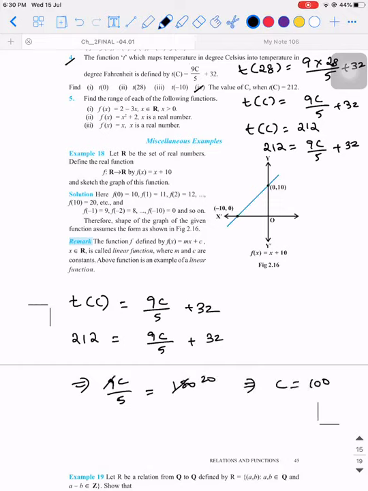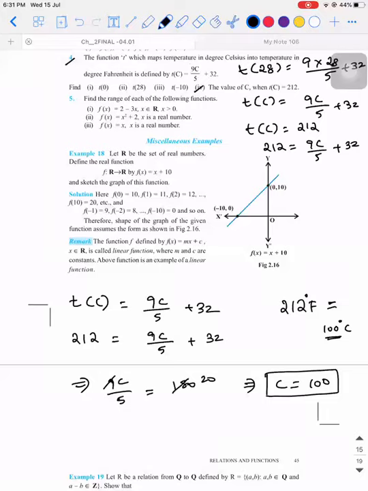That means 212 degree Fahrenheit is equal to 100 degrees Celsius. That is the meaning of it. Okay. So I hope it is clear.